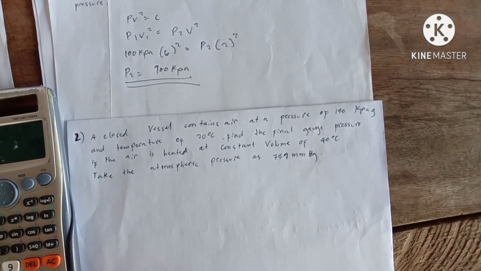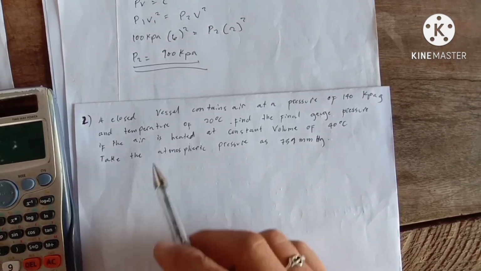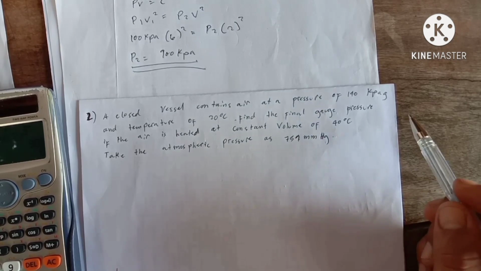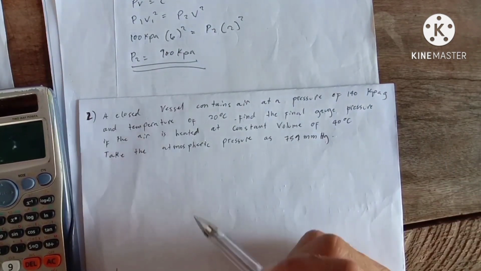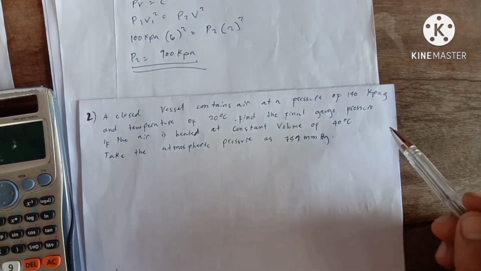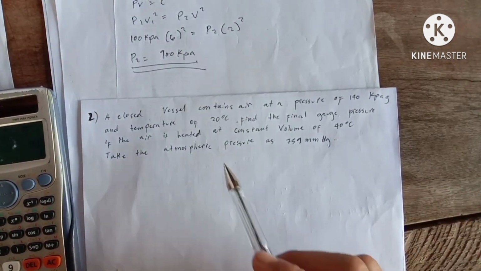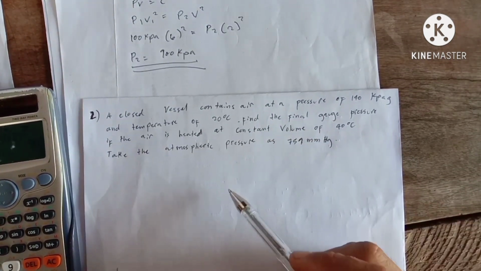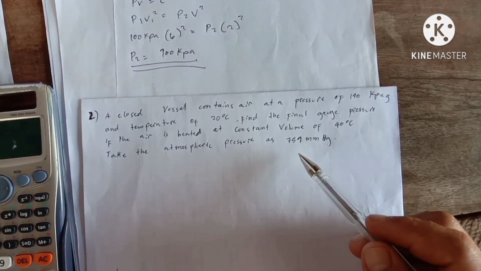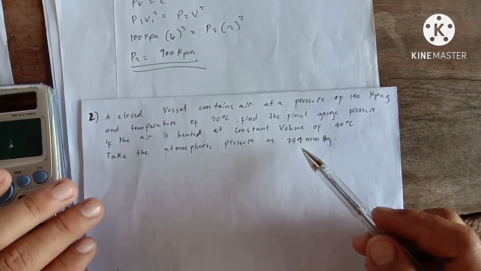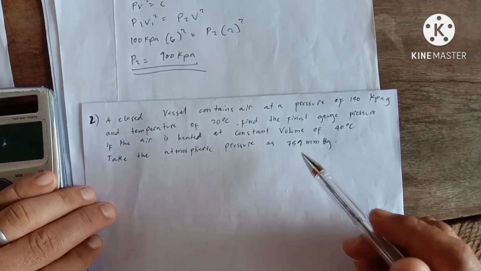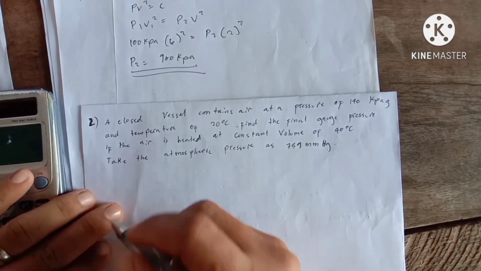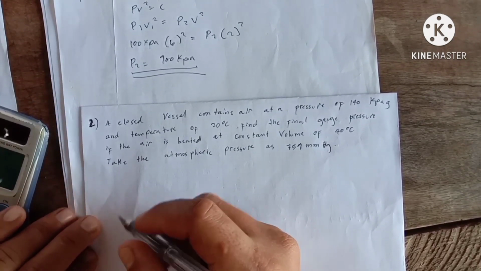Problem number 2. A closed vessel contains air at a pressure of 140 kPa gauge and a temperature of 20 degrees Celsius. Find the final gauge pressure if the air is heated at constant volume to 40 degrees Celsius. Take the atmospheric pressure as 759 mmHg. So, we need to convert the atmospheric pressure into kPa.